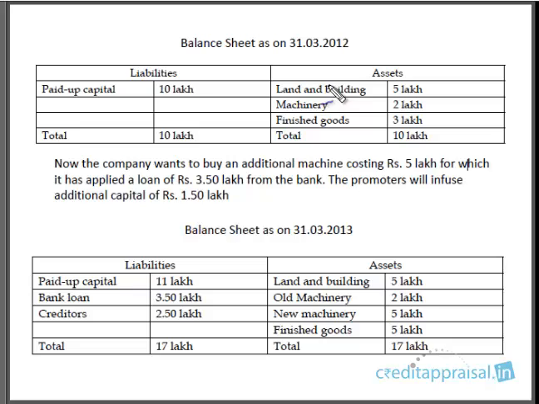So now the company, what they did, they plan to purchase an additional machine of 5 lakhs. So the cost of this additional machine is 5 lakhs. The promoters now have no more additional funds to infuse. They are cash tight. They cannot infuse additional capital. So then they approached banks saying, we need to purchase a machine of 5 lakhs. Please give us a loan of 3.5 lakhs.